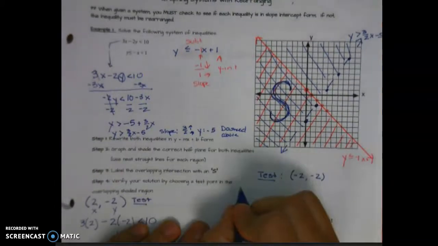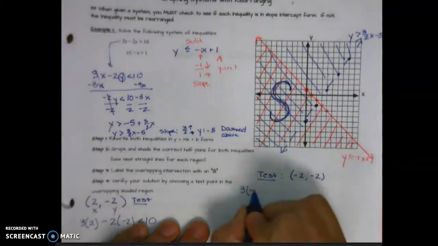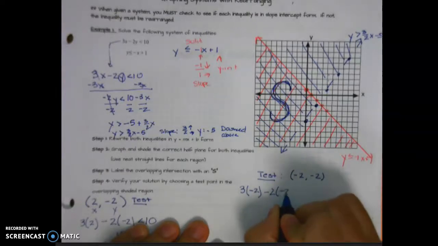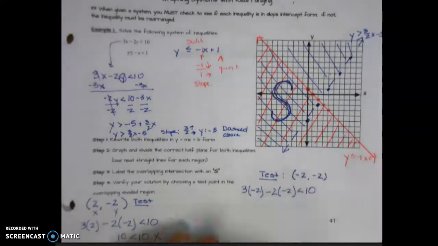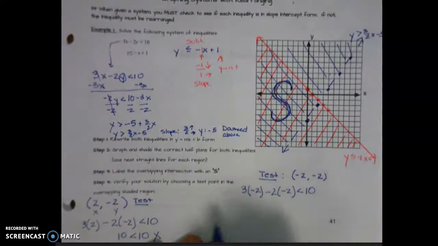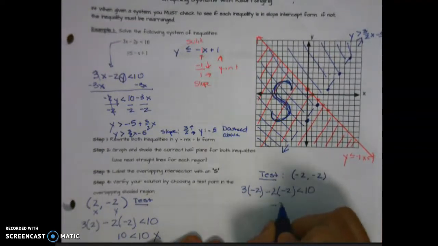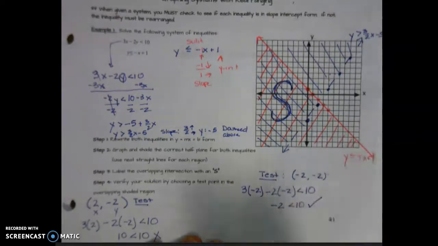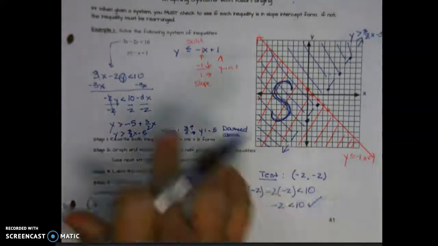So let's check the first one. 3 times -2, minus 2 times -2, is that less than 10? Okay, let's see. 3 times -2 is -6. This would be plus 4, so -2 is less than 10. Is this true? Yes. Since it's true for one inequality, I'm going to check the second one as well.